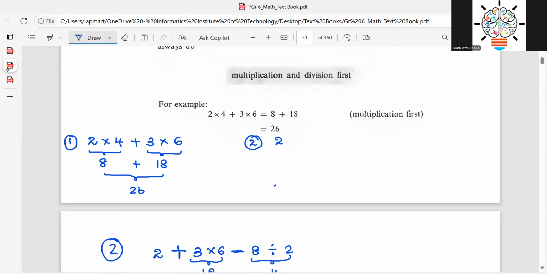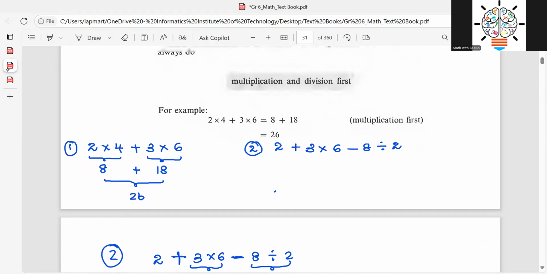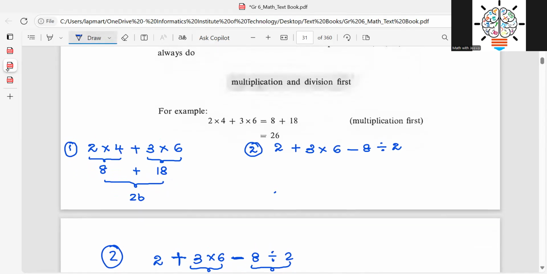You have 2 plus 3 times 6 minus 8 divided by 2. Now, according to the list, first, what should I do? I want to get the division. So 8 divided by 2 is 4. Then what should I do? The multiplication. 3 times 6, 18. Then I can rewrite this.